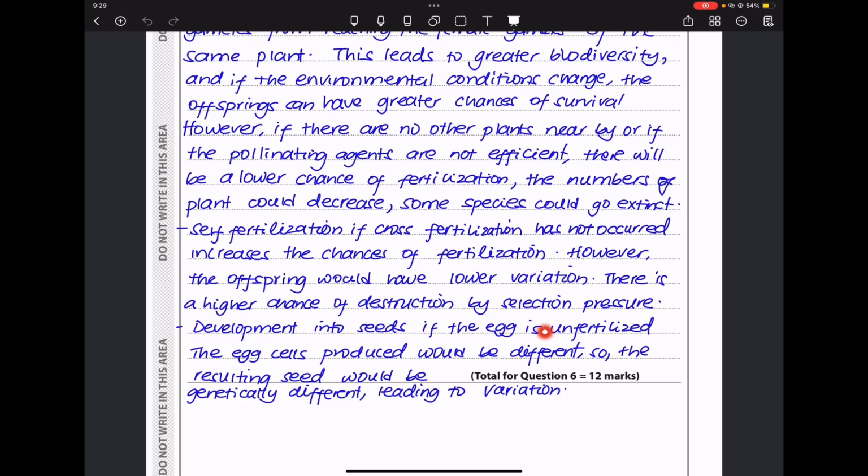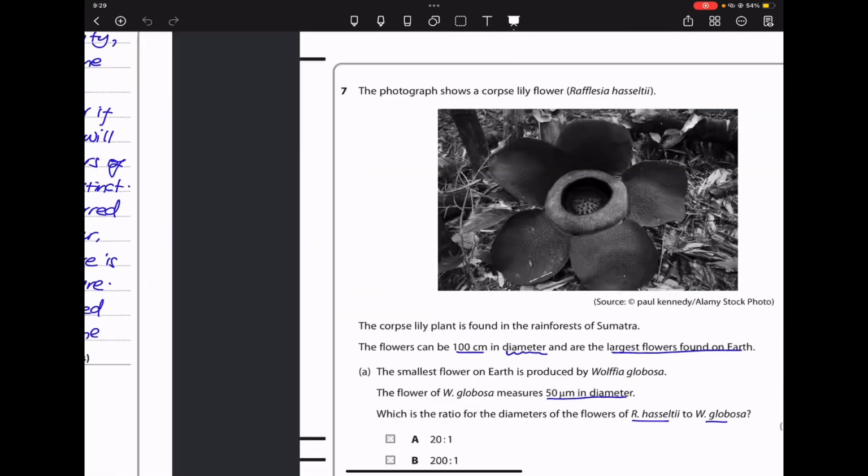Development into seeds if the egg cell is unfertilized. The egg cells produced would be different, so the resulting seed would be genetically different, leading to variation. So this brings us to the end of question 6. Let's continue to question 7.